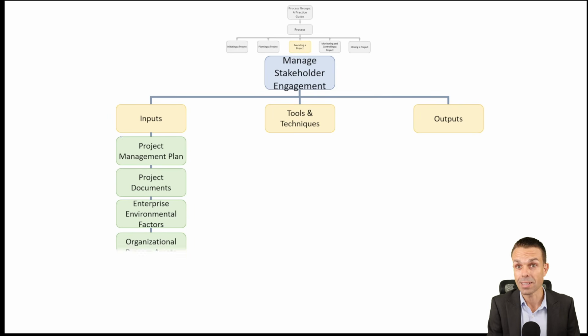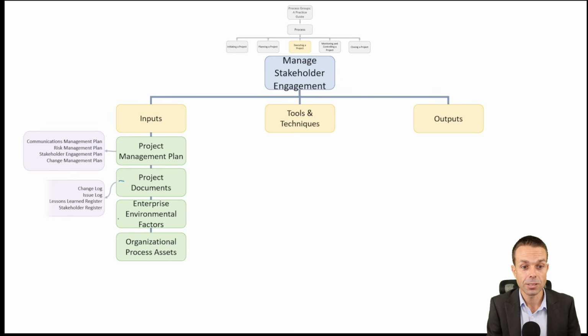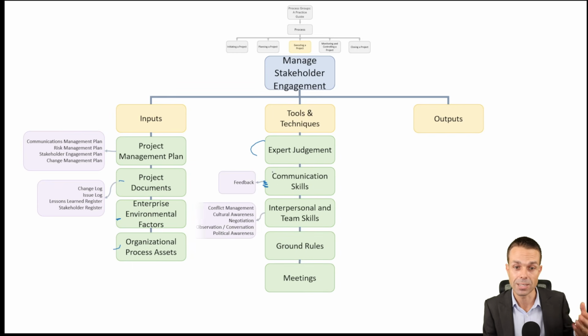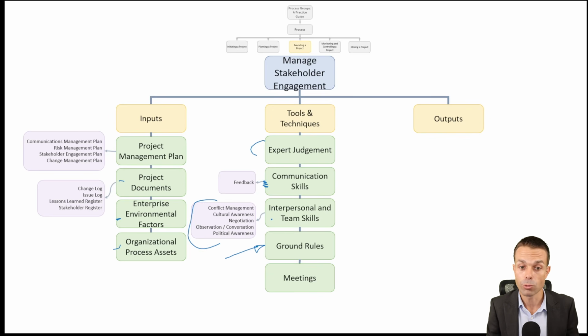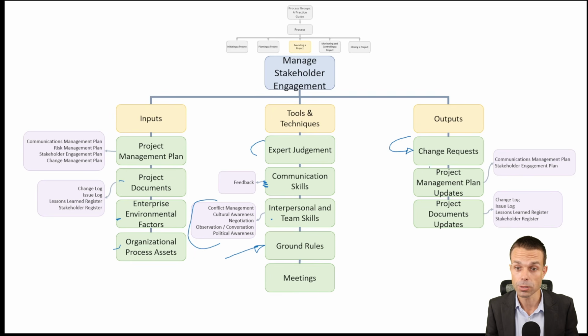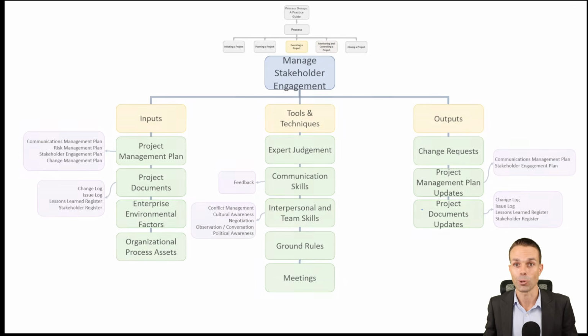Right at the very end of executing a project, we're managing stakeholder engagement. So we'll need our stakeholder engagement plan, project documents, EEFs and OPAs. Tools and techniques include expert judgment, communication skills to ensure that we're engaging in the right way, interpersonal and team skills, ground rules within our project, and meetings as always. Change requests if we need to change things in the way that we manage with our stakeholders. Project management plan updates and project documents updates are all part of the outputs for managing stakeholder engagement.